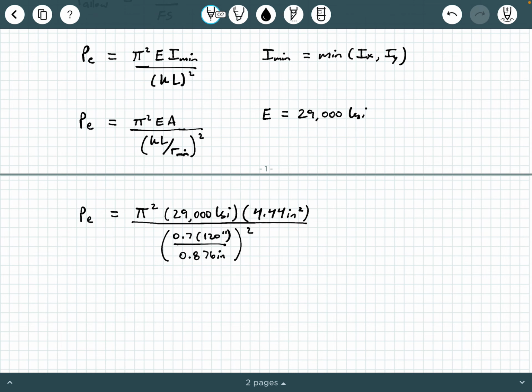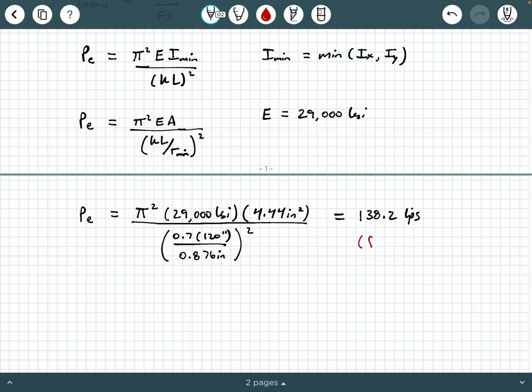If I were you, I would punch this through my calculator and make sure you get the same answer as me. Be very careful here. The pi is squared. That's an easy mistake to make. Also be careful here, 0.7 times 120 inches. You need to have consistent units. Don't use 10 feet here if you're using ksi, square inches, and inches for radius of gyration. Convert that 10 feet to 120 inches, and then you have to square that whole thing in the denominator. If you punch this through carefully, you should get 138.2 kips.